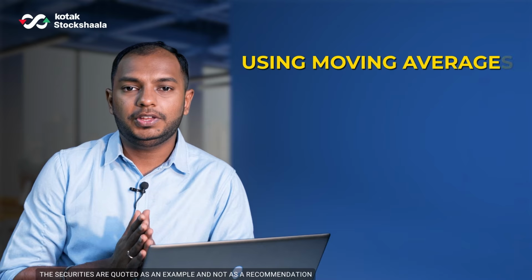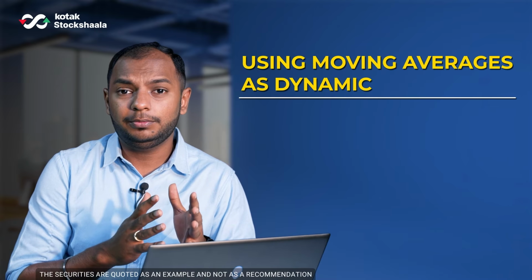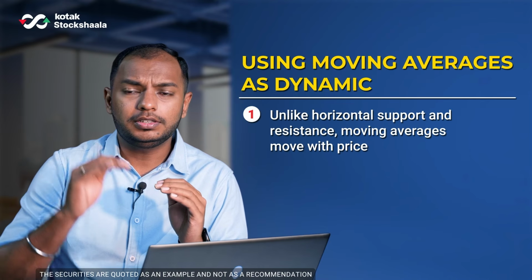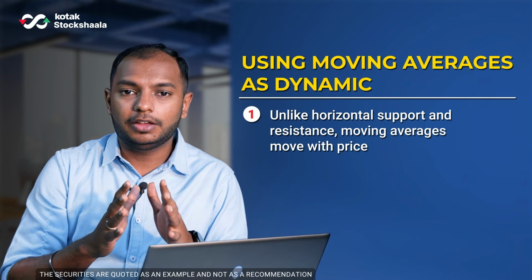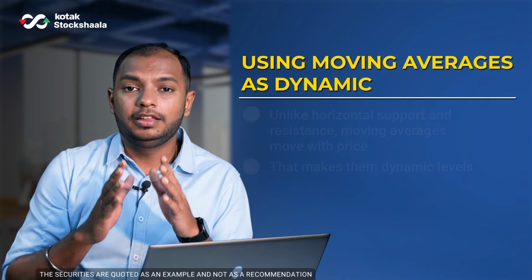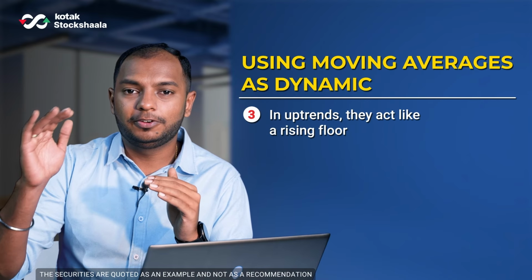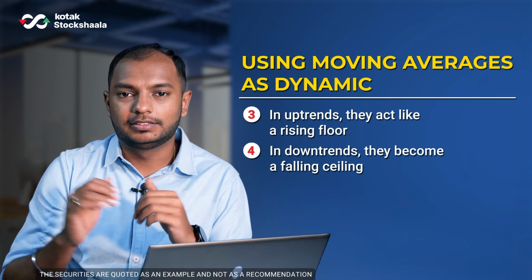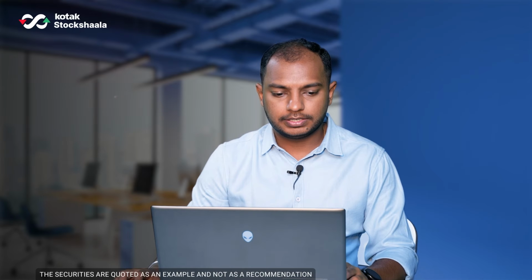Let's understand how we can use moving averages as dynamic support and resistances. Unlike horizontal support and resistances, moving averages move with price, which makes them dynamic. In uptrends, they act like a rising floor, whereas in downtrends, they act like a falling ceiling. The markets respect them, especially the 20, 50 as well as the 200 moving averages. Let me show you this with an example on the real charts.